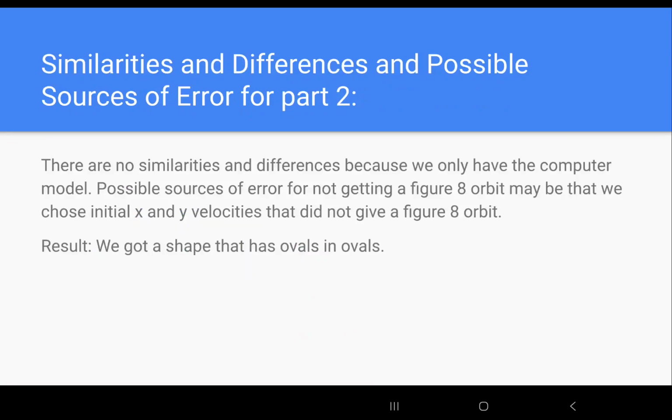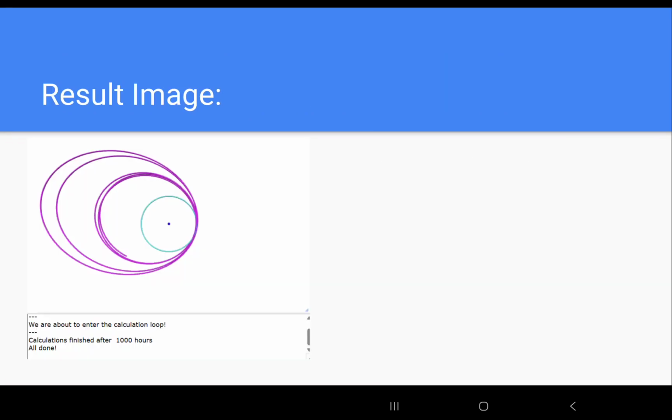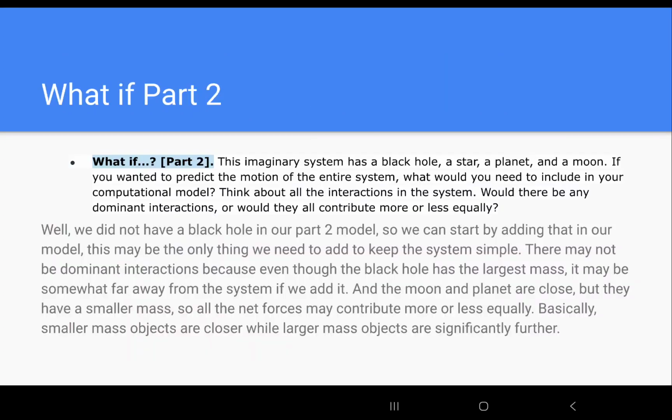And like part 1, there are no similarities or differences because we only have a computer model, but for possible sources of error for not getting a figure 8 orbit, it may be because we chose initial x and y velocities that did not give this orbit, but we did get a shape that has ovals in ovals, and here's a picture of that shape.